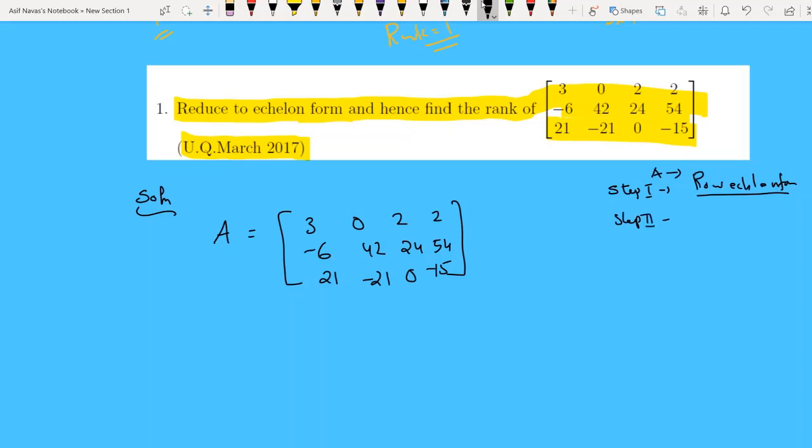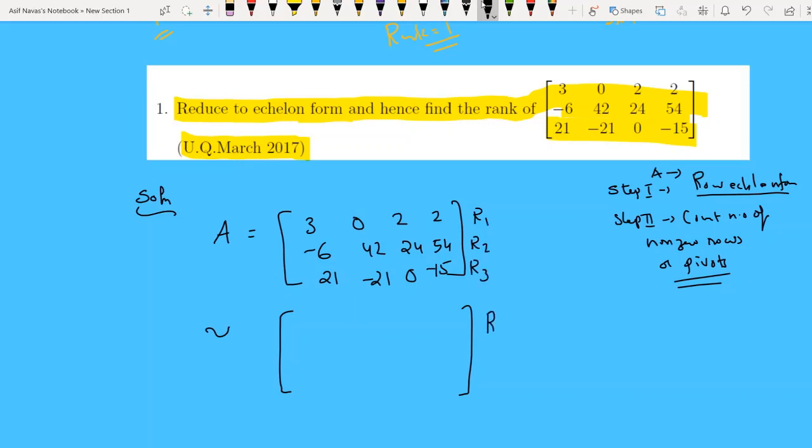Step 2, count the number of non-zero rows, or you have to count how many pivots are there. Okay, what do you mean by pivot? The leftmost non-zero leading entry. Okay, good. So the first step is we have to find row echelon form. So this is R1, R2, R3. So in this matrix, we can write R1 as itself, right? Like 3, 0.